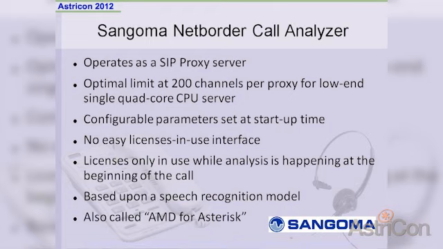It has an optimal limit at about 200 channels per proxy server. Now that's on the newer 2.0 version of their product. On the 1.0 version, which had less features and slightly less accuracy, it had a capacity of 400 channels. So this was a significant decrease, but the quality and the speed of the analysis did go up over the course of changing how the analysis worked.